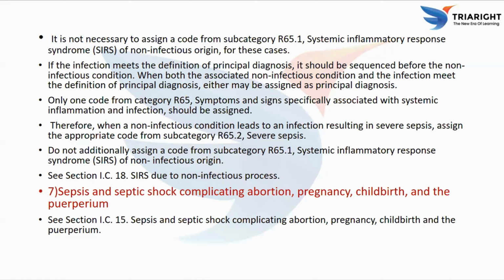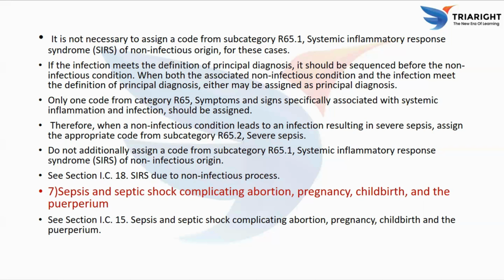Why should you not use it? Because R65.1 describes non-infectious SIRS. So once infection is present, we use sepsis codes but not SIRS. So never combine. You should not combine R65.1 with R65.2 or sepsis codes.